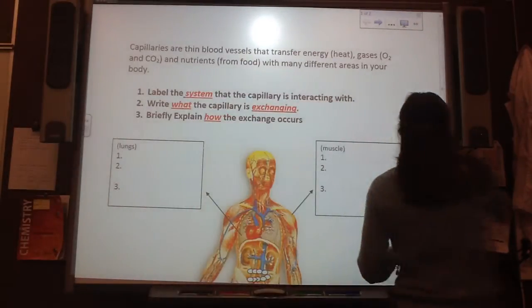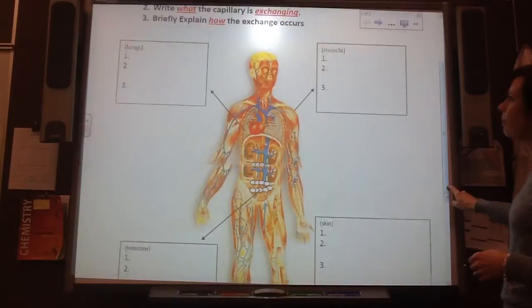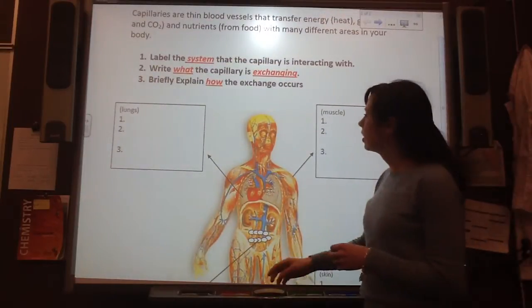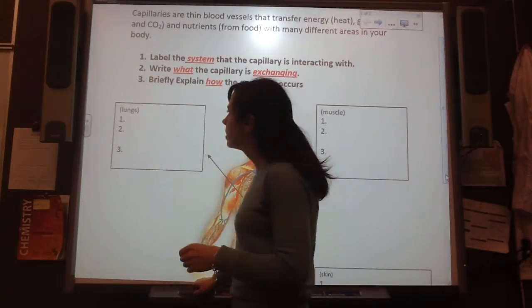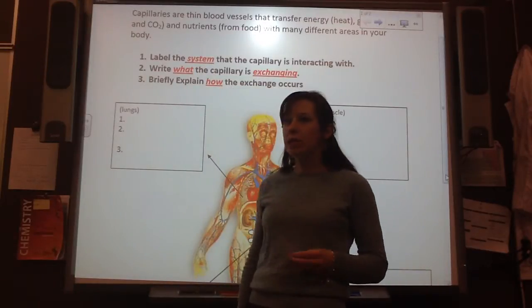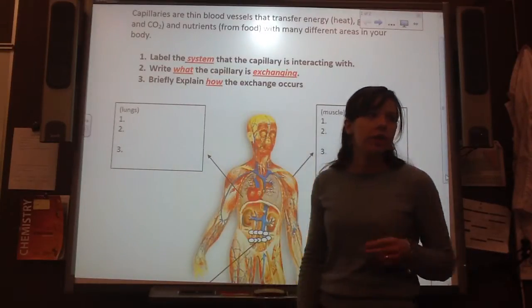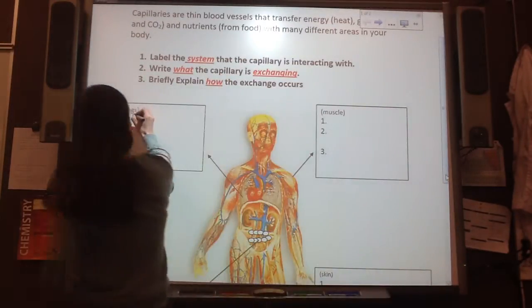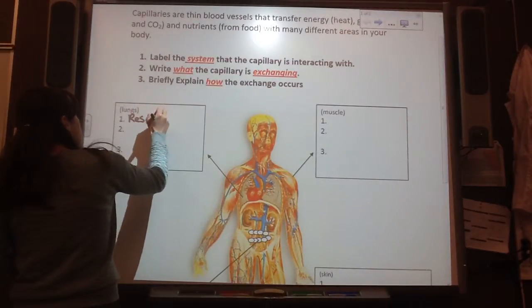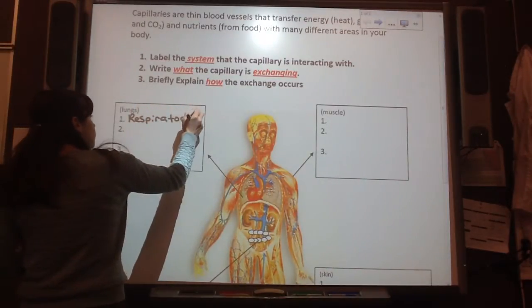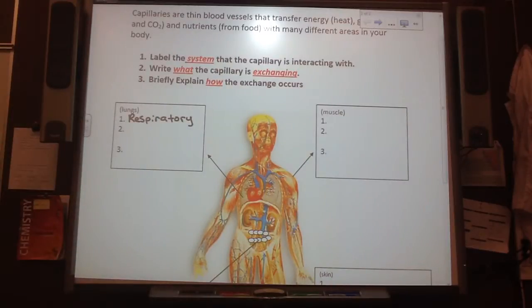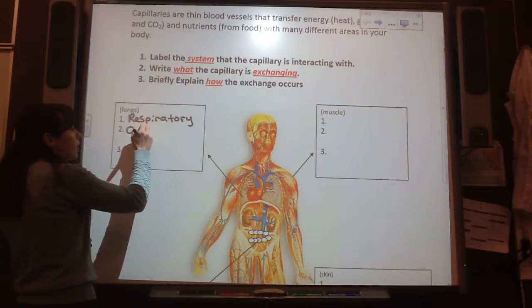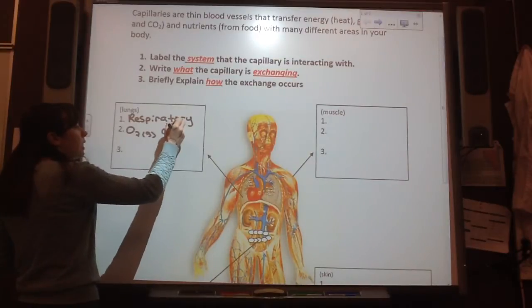So I'll do one. Let's start with the lungs. What system is the capillary system, which is part of the circulatory, exchanging with at the lungs? Respiratory, yeah. Right, what is the capillary exchanging? Oxygen and, yeah, our gases, O2 and CO2.